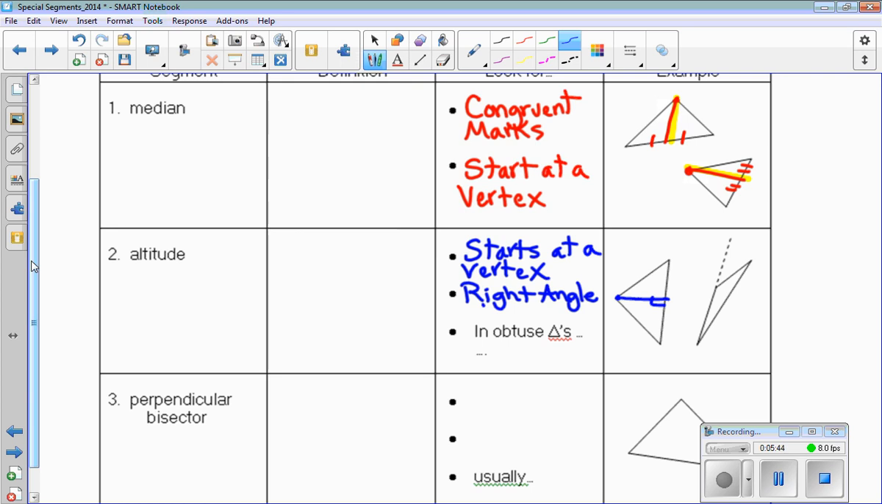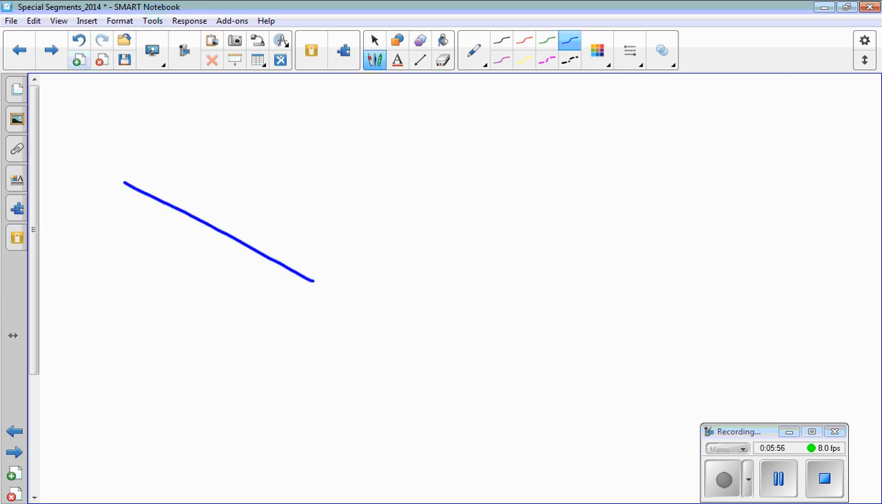Okay. Now I have obtuse triangles separate. Because when it's an obtuse triangle, I'm going to draw it a little bit bigger so you can see what I mean. Don't draw this, just look. If I have an obtuse triangle and I want to draw an altitude from this vertex, how am I going to go to the opposite side and be perpendicular to it? It needs to be perpendicular.